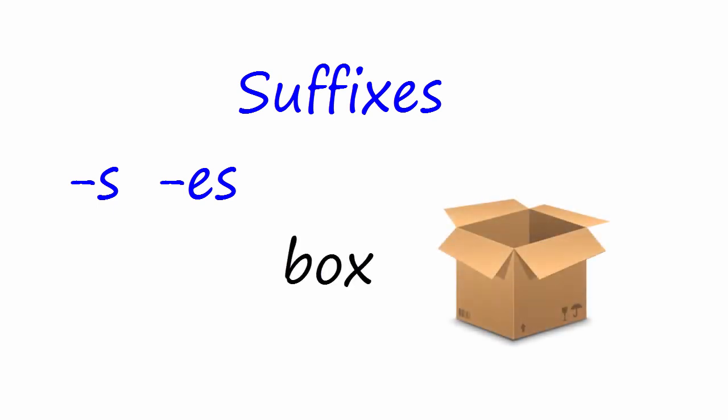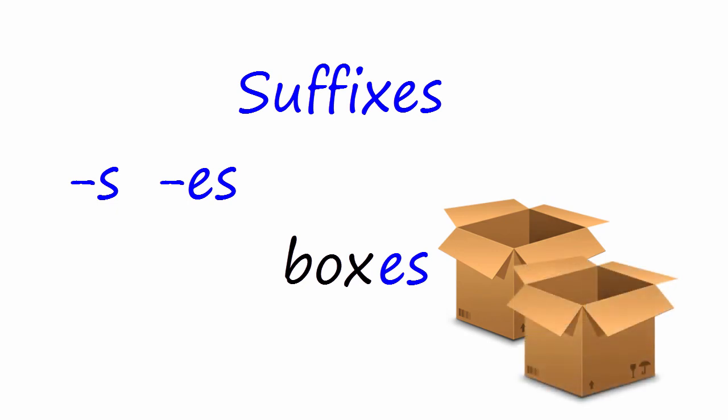Now let's look at common suffixes. The suffixes s and es make a root word plural. For example, the word box with the suffix es attached at the end alerts us that there is more than one box.